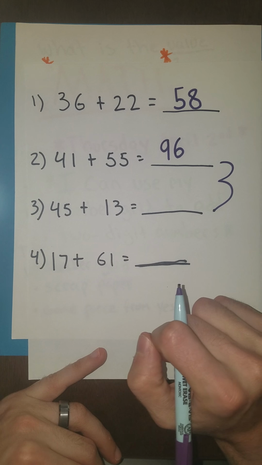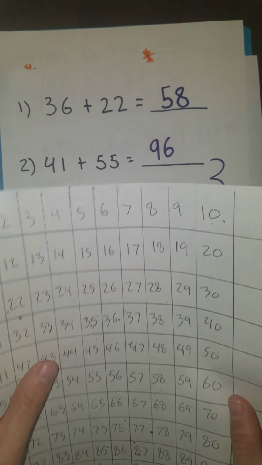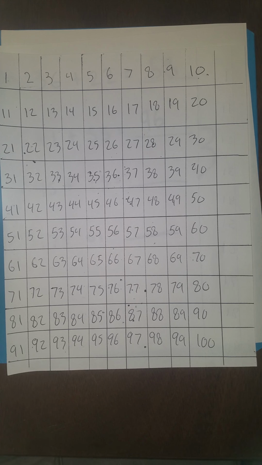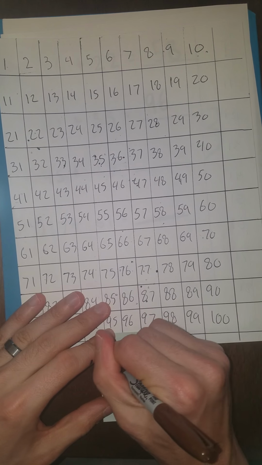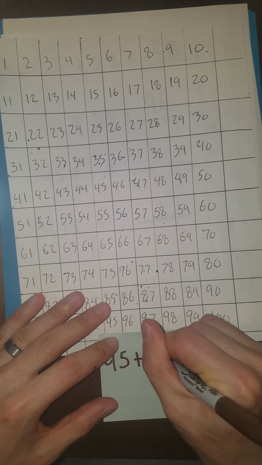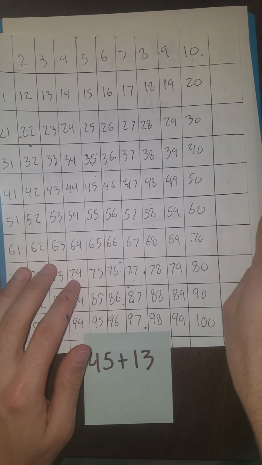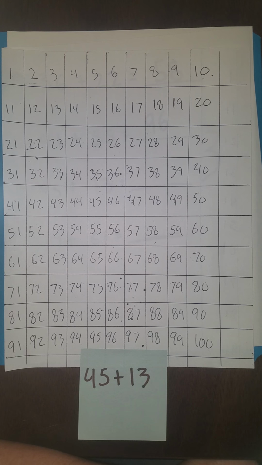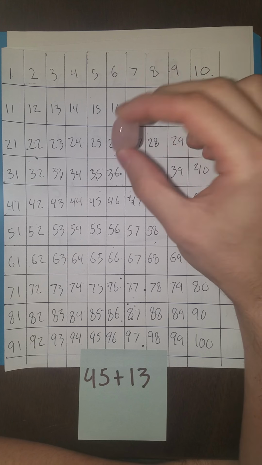Let's do one more together, and then you can try number 4 on your own. So let's write the next one down. 45 plus 13. Okay, so what's the first thing I should do? What should I do with my game piece? You're right, I should put it on the first number I'm given, which is 45.